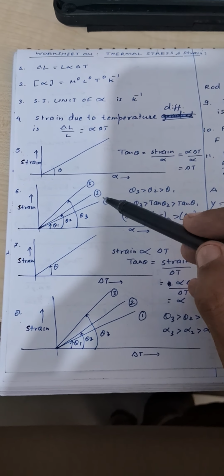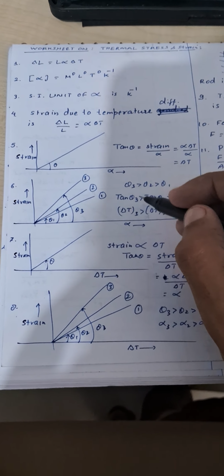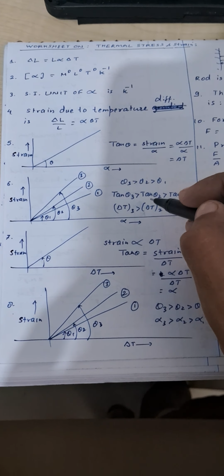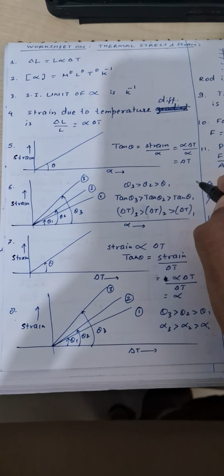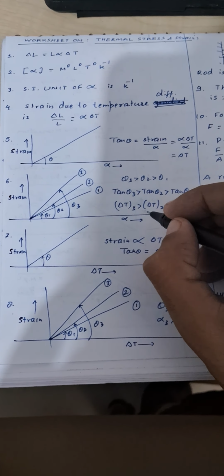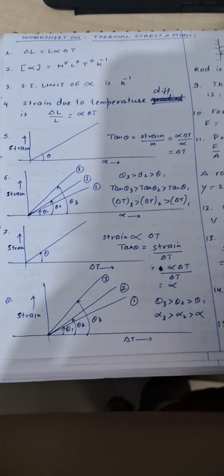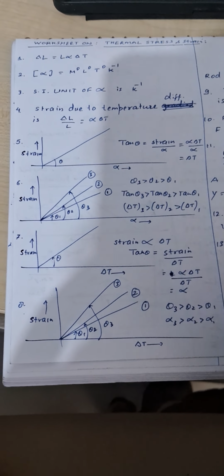Next, we have three different cases. The angles are theta 1, theta 2, theta 3. Obviously tan theta 3 is greater than tan theta 2, which is greater than tan theta 1. That means delta T corresponding to graph 3 is greater than delta T corresponding to graph 2, which is greater than delta T corresponding to graph 1.